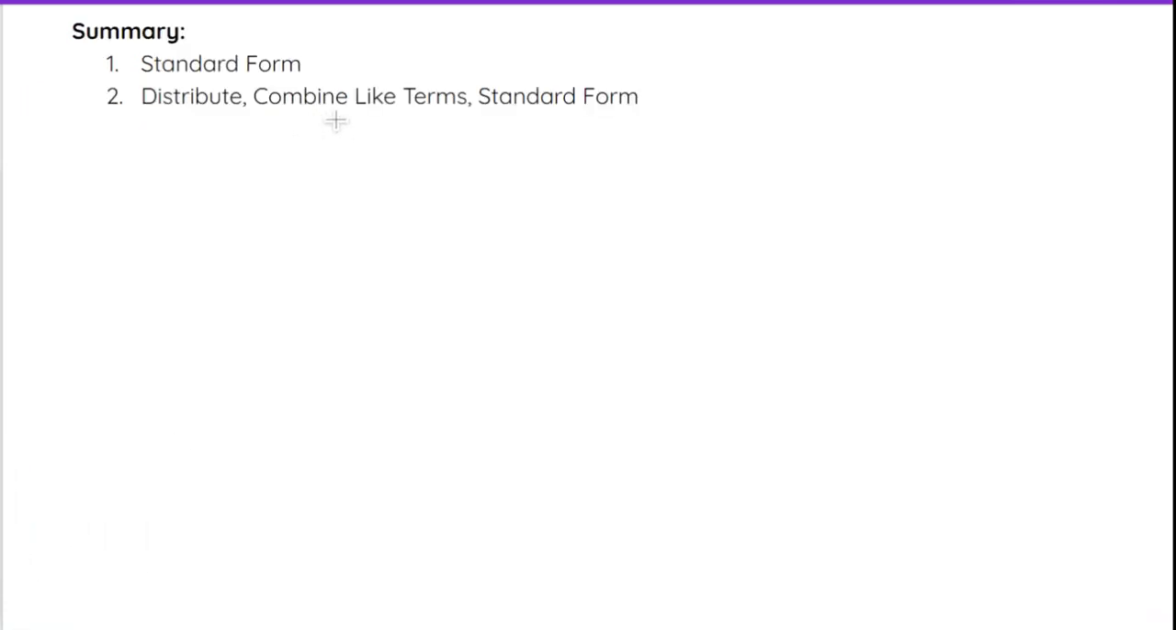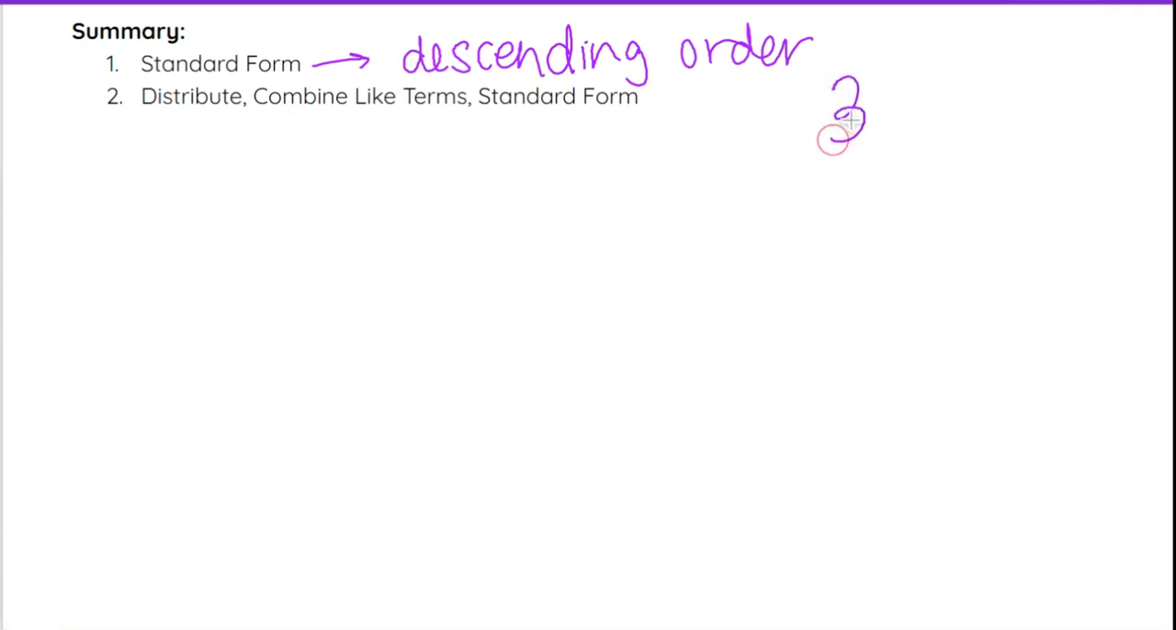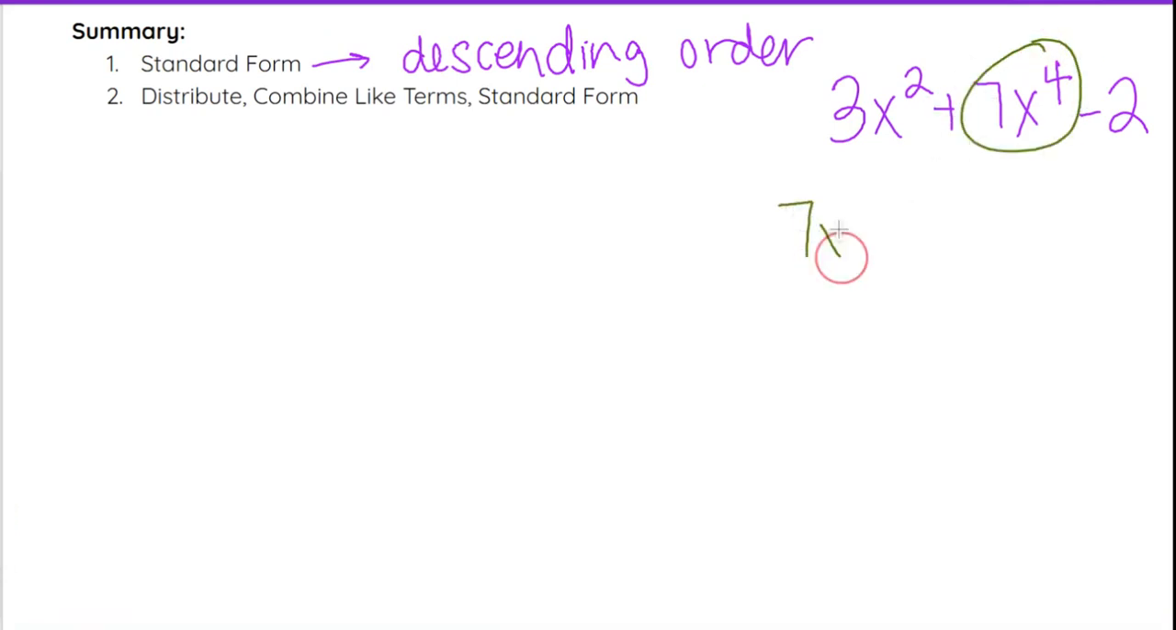So in a quick summary, we have standard form. Standard form, remember, is when we're looking at descending order for the exponent on any variable. All right, so remember, if we had something like 3x squared plus 7x to the fourth minus 2, we would want to go ahead and rearrange this so that the 7x to the fourth is first, because it is the highest exponent on any of the variables. Then next we would have plus 3x squared and then negative 2. So remember, that sign comes with it.